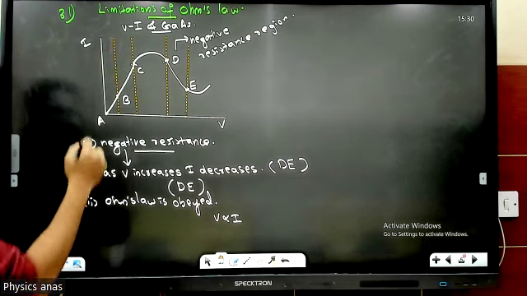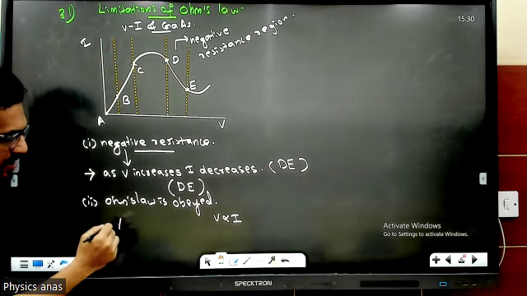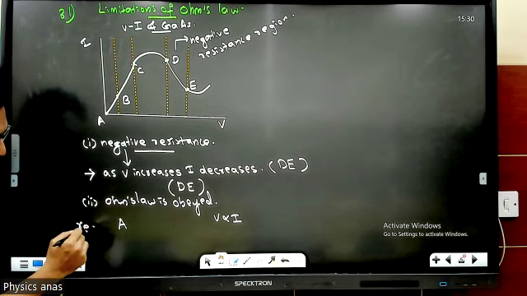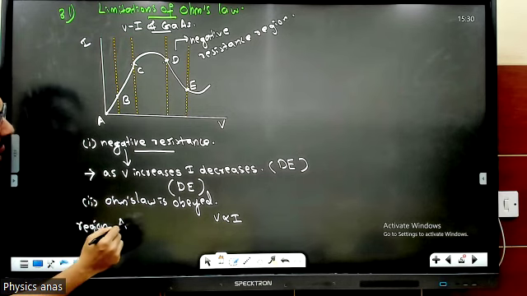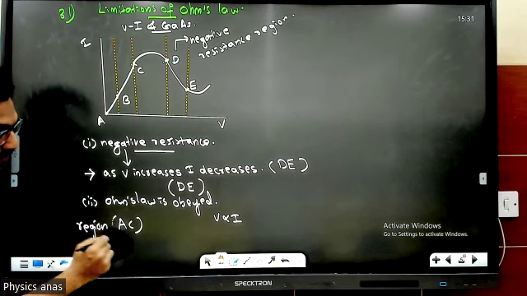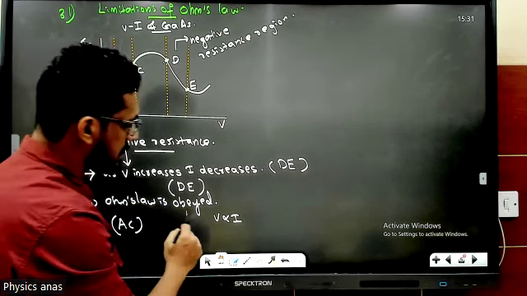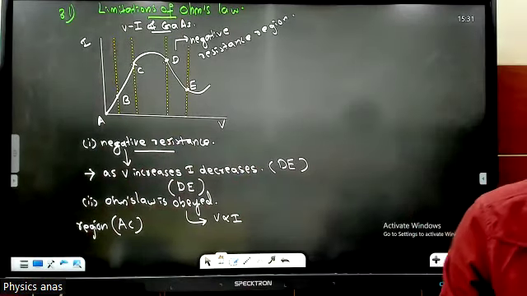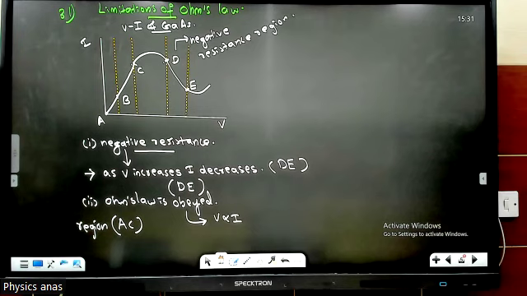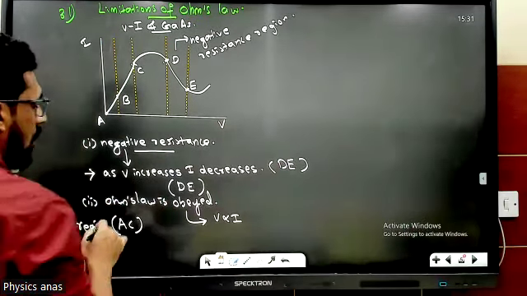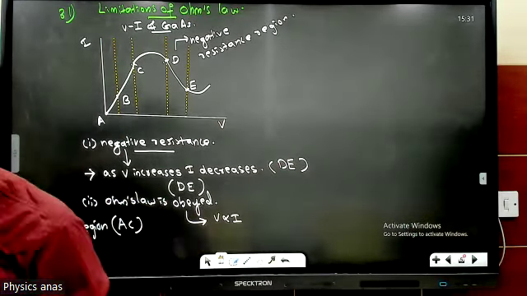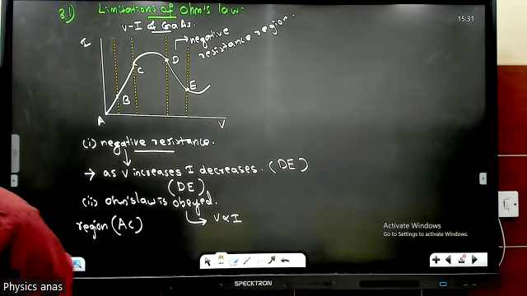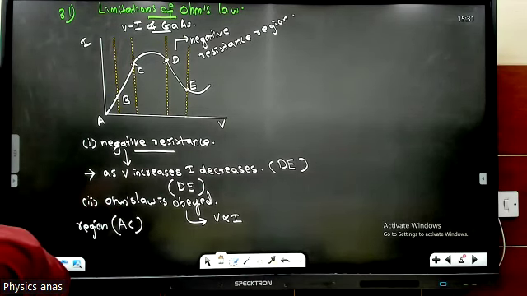Region AC obeys Ohm's law, because in that region, voltage is directly proportional to current. So that region obeys Ohm's law. You can see that. You got it?